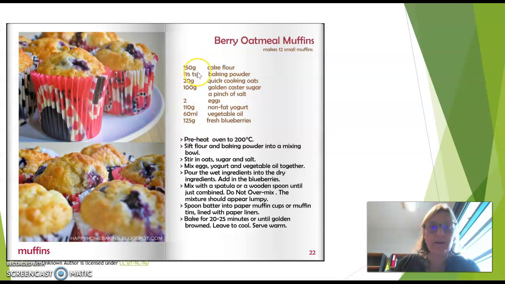So you'd need 300 grams of flour, 3 teaspoons of baking powder, 40 grams of oats, 200 grams of caster sugar, 4 eggs, 220 grams of yogurt, 120 mils of vegetable oil, and 250 of blueberries. So you can see how it's quite an easy thing to do, and most of the time it works quite well. Gets a bit tricky if you want to triple recipes. Sometimes the consistency can be a bit off, but it's good to have a little play around sometimes.